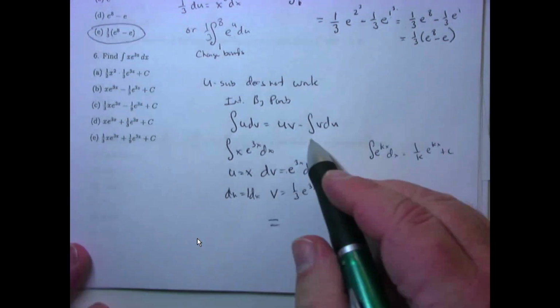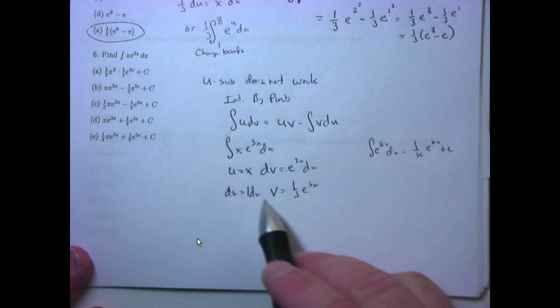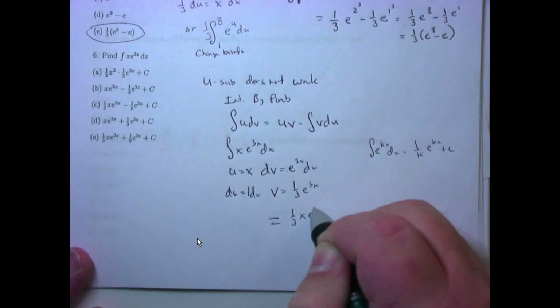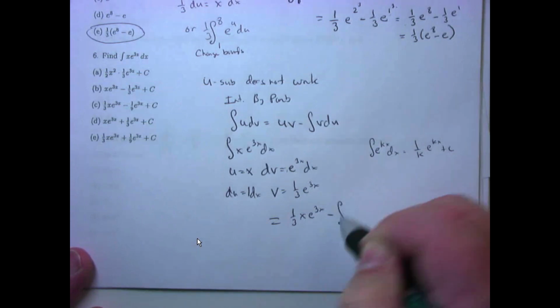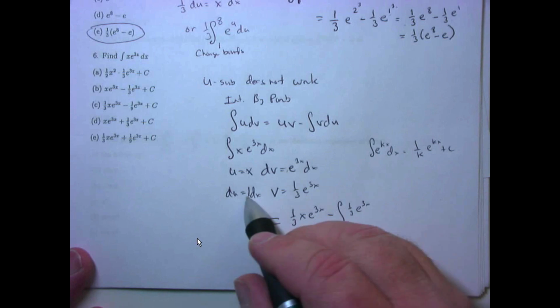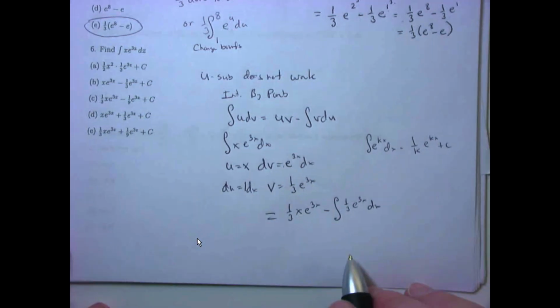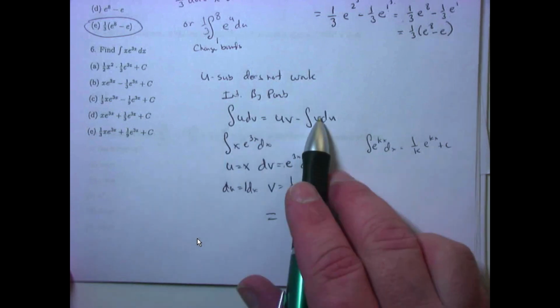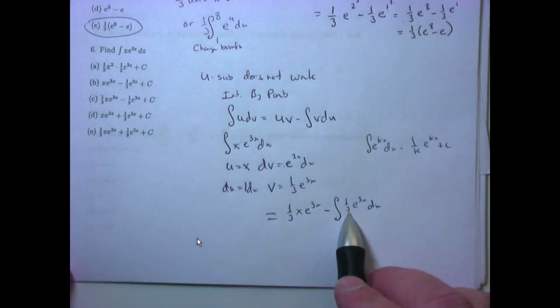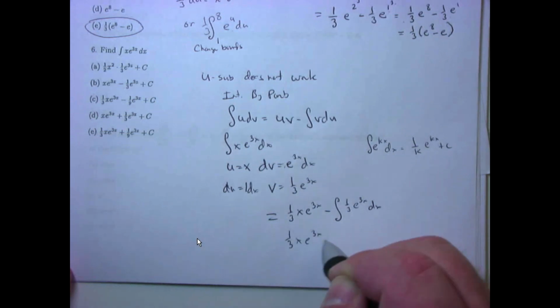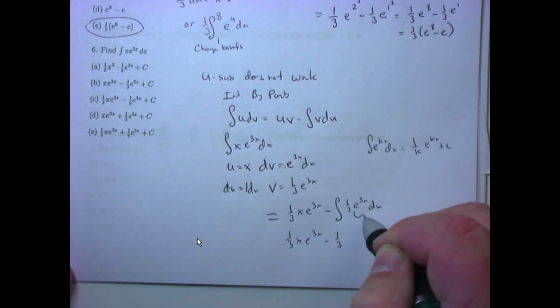So this would be equal to, when I plug it into my formula, u times v. U times v would be 1/3 x e to the 3x minus the integral of v, which is 1/3 e to the 3x, du, which is dx. So this integration by parts is an offsetting integral. So if you don't like to integrate this guy, then hopefully you can integrate this guy. 1/3 is a constant that goes out front. So this is 1/3 x e to the 3x minus 1/3.